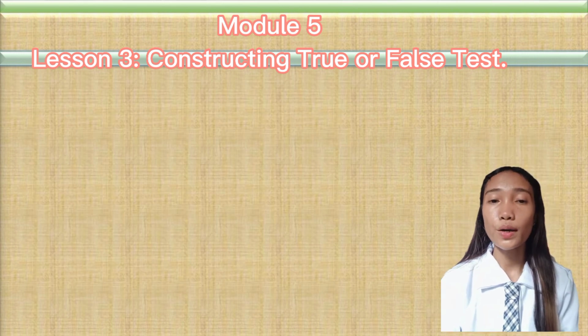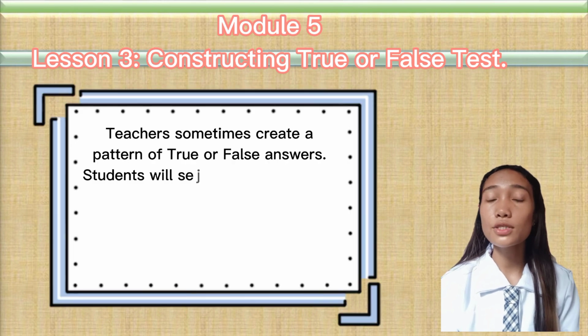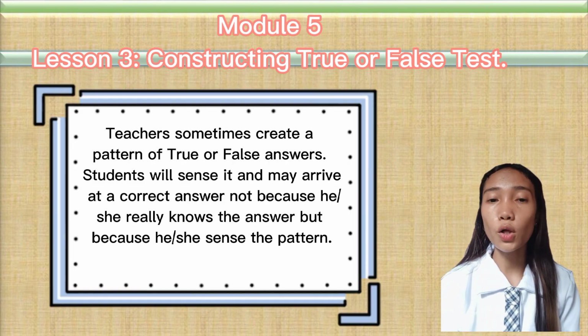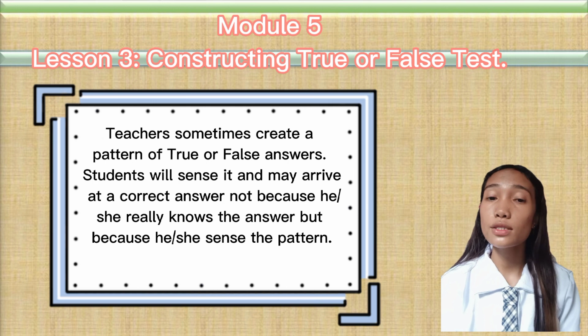For ease of correction, teachers sometimes create a pattern of true or false answers. Students will sense it and may arrive at the correct answer not because he or she really knows the answer, but because he or she sensed the pattern.